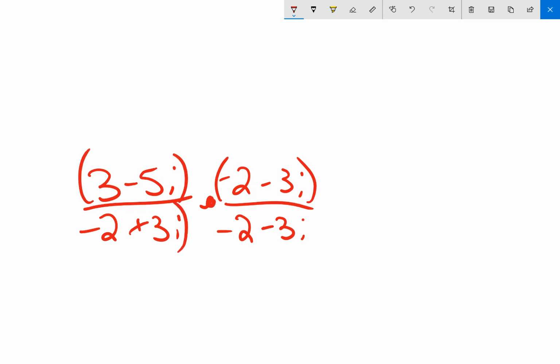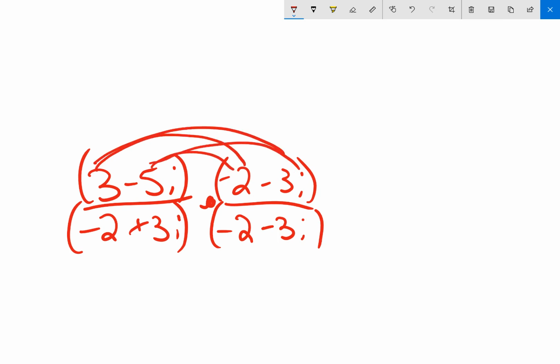Now, since I'm multiplying, I just multiply straight across. So I'm gonna have to FOIL the top together, and I'll have to FOIL the bottom together. So let's start with the top. So foiling 3 times negative 2 will become negative 6. 3 times negative 3i will become negative 9i. Negative 5i times negative 2 will become a positive 10i. And then negative 5i times negative 3i will become a positive 15i squared.